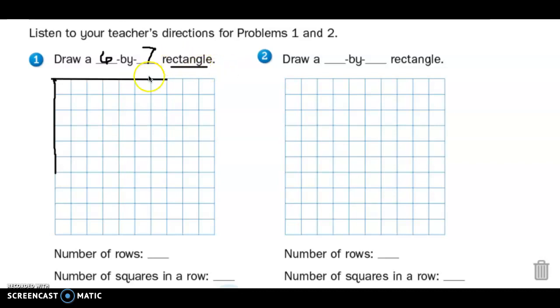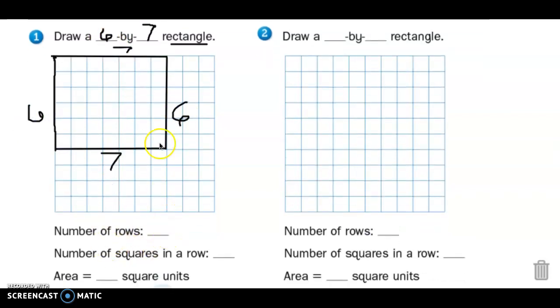And guess what? Since it's a rectangle, whatever size this one's going down, which is 6, that means the opposite side is going to be the exact same. So this should be 6. 1, 2, 3, 4, 5, 6. There we go. And if the top is 7 across, that means the bottom should be 7 across. And we always label our sides. 6, 6, 7, and 7.